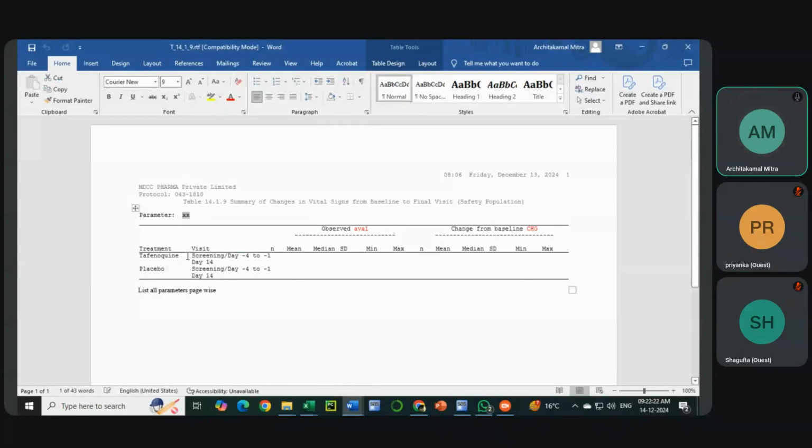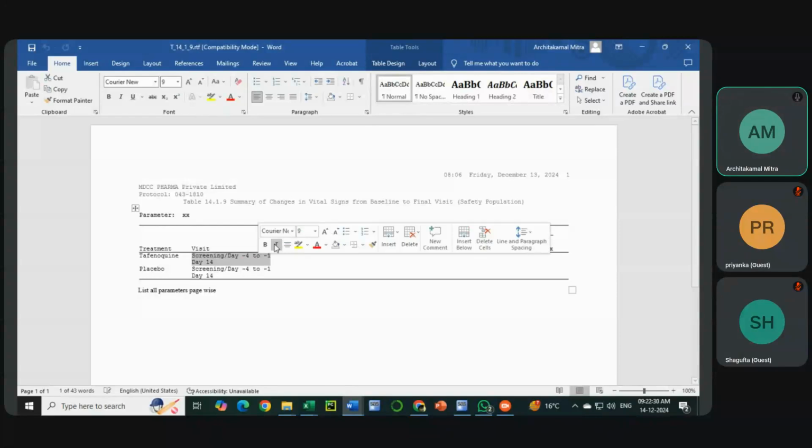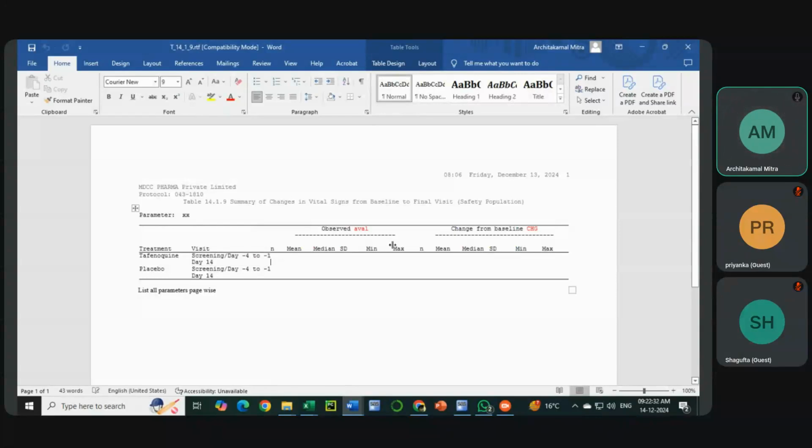For drugs, how many people are there who have this value on the screening visit? Observed mean, median, what would it be? And what is the change from baseline? And for that change from baseline, what is their N, mean, median, SD, min, max? This is what we are trying to establish here, but just for the safety population.